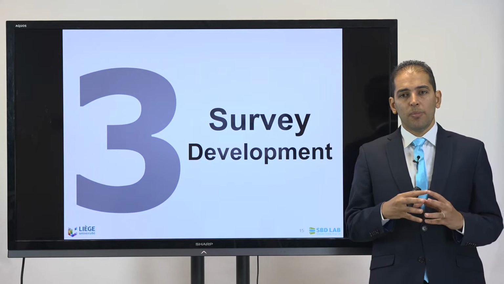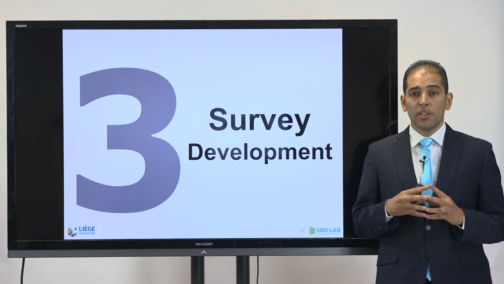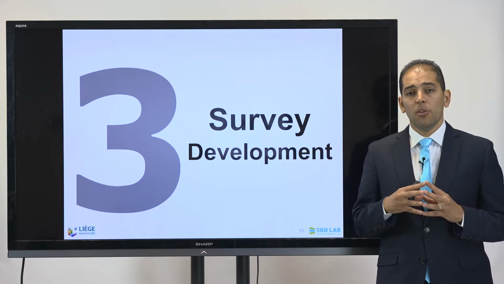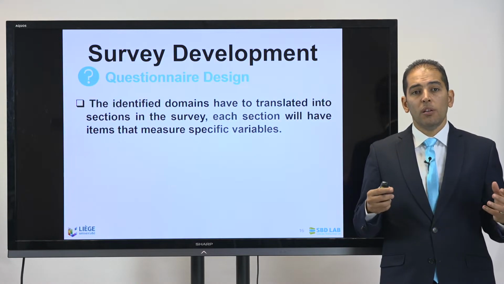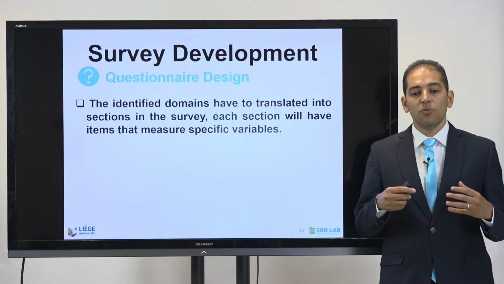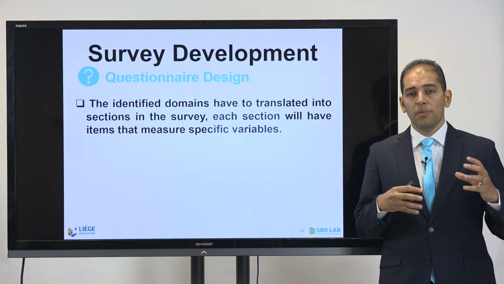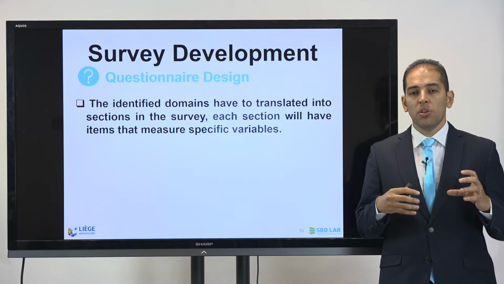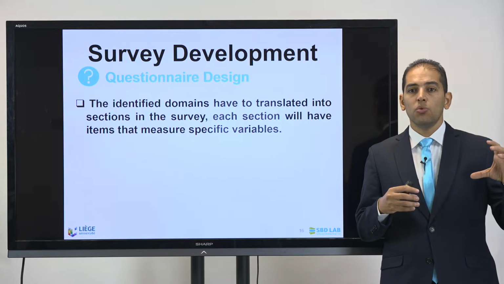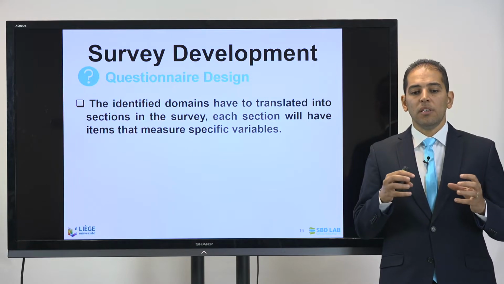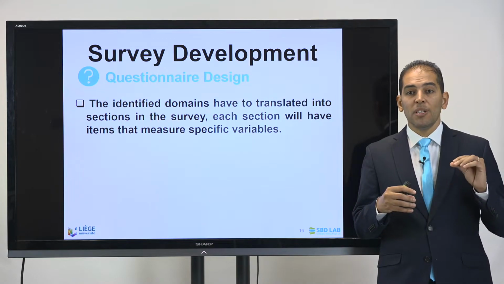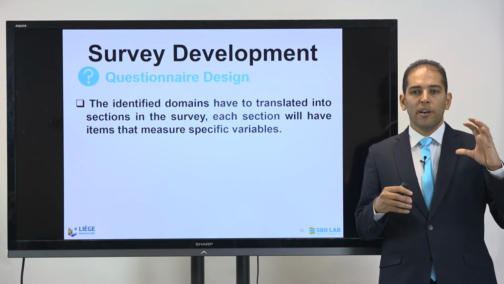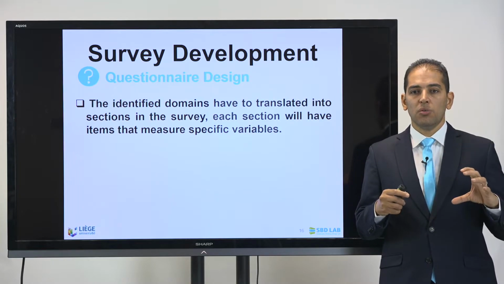Now, the next step when we are formulating our survey questionnaire in observational research is to look at the survey development. The identified domains have to be translated into sections. So if you have different domains for your research, you need to translate them into sections of your survey. And then in the survey, each section will have items that measure specific variables. So you have certain domains associated with items.